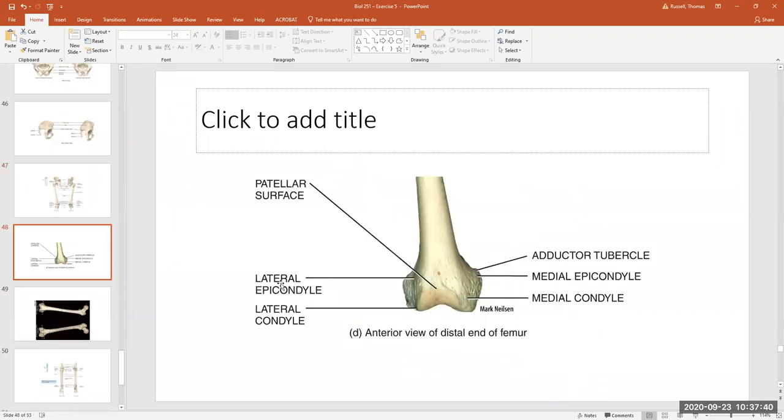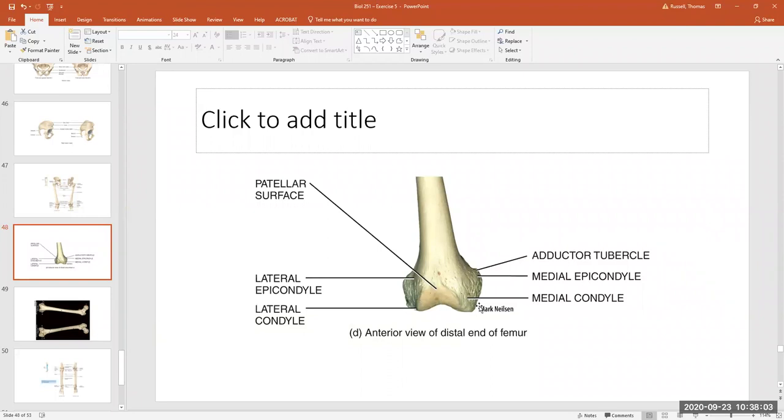So let's look at the femur. This is the distal end of the femur. The distal end of the femur, bottom, is where your knee joint is formed. On the anterior surface of the bone, there's a smooth area right here. That's where your patella will articulate. That's where your kneecap moves up and down. That's called the patellar surface.